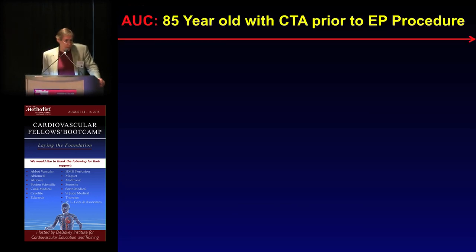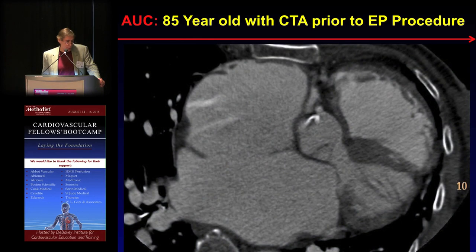This is an 85-year-old patient who was going for an EP procedure, and lo and behold, not only was she being assessed for a possible clot in the left atrial appendage, but she also had a large atrial septal defect. This is the left atrium. This is the right atrium. You see this big hole here. This is a large secundum ASD.